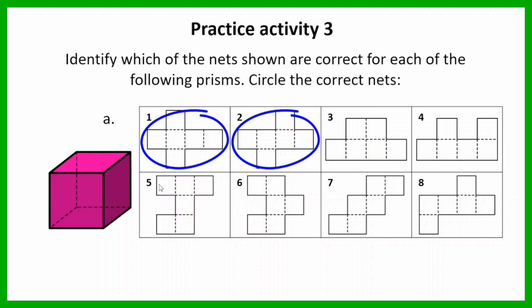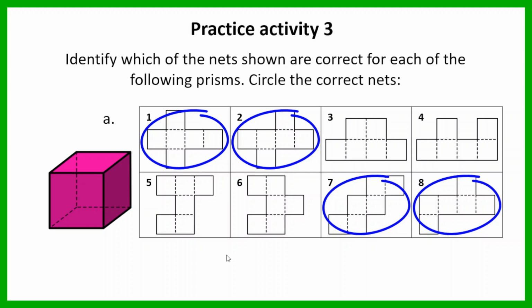Now for this one, these 2 faces would end up overlapping if we were to try and build it. So this is not correct. The same thing happens with this one over here. If I were to try and build this, these 2 would also overlap with each other. So this isn't correct. This one, if you try and build it, it will work. This is a correct one. And this one as well will also work. That's also a correct one. So what you should have got is the numbers 1, 2, 7, and 8. These are the correct nets for the cube in this example over here.